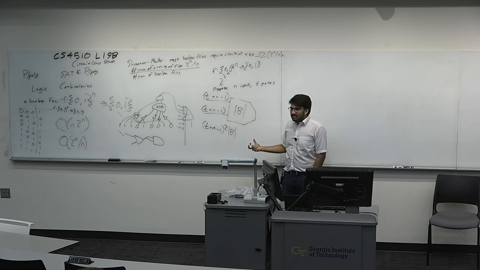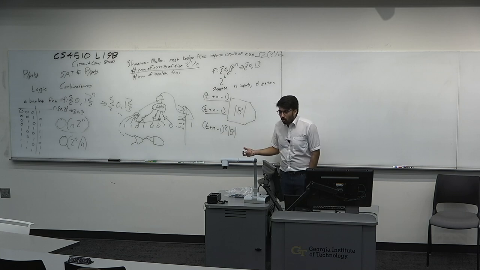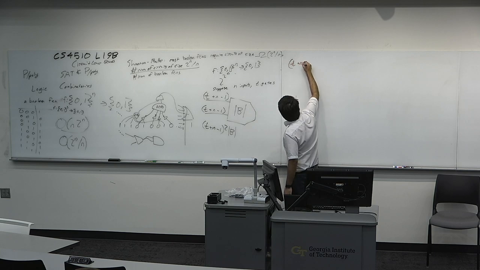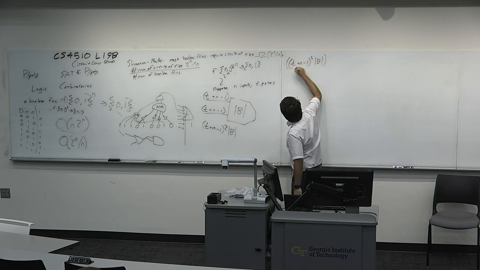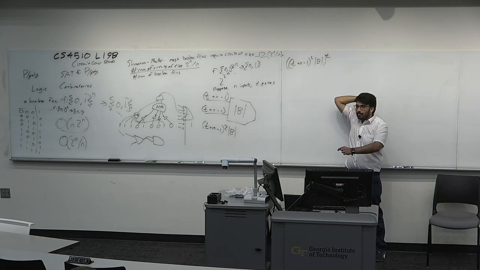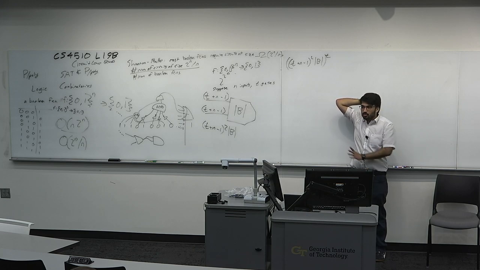If we have T gates, then the number of circuits we have is going to be (t plus n minus 1) squared, size of B, to the t, right? Because you choose each gate to be one of those. And this is what I'm talking about when I'm saying combinatorics. This proof is all combinatorics.